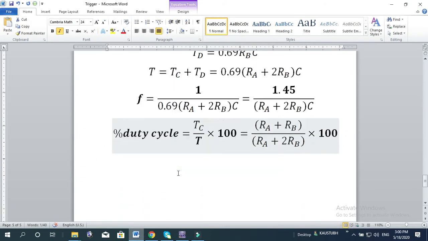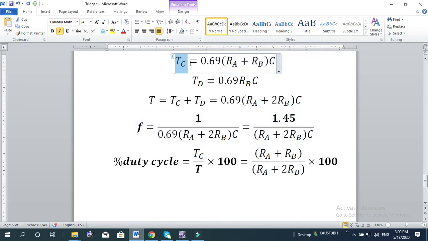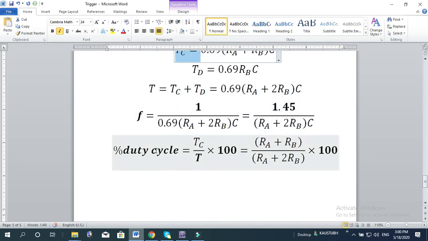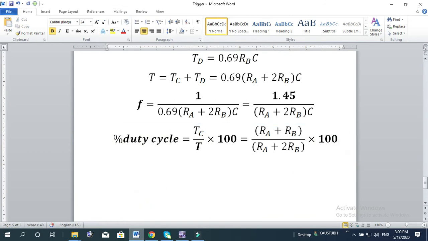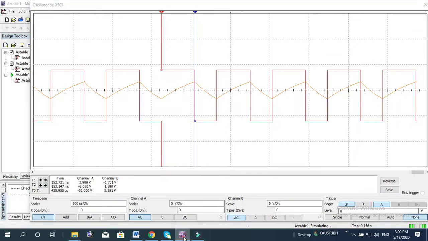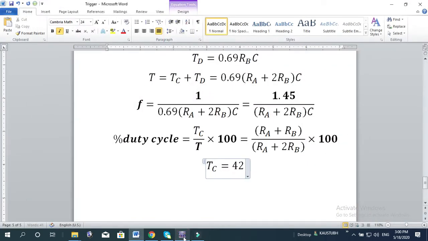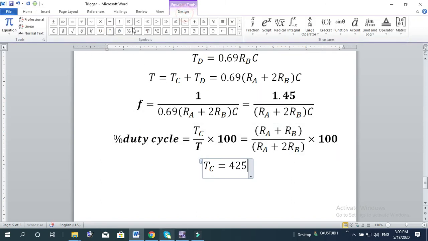Okay, so let me write it here as TC is equal to how much it was, let it be 425 into 10 to the power minus 6, second.